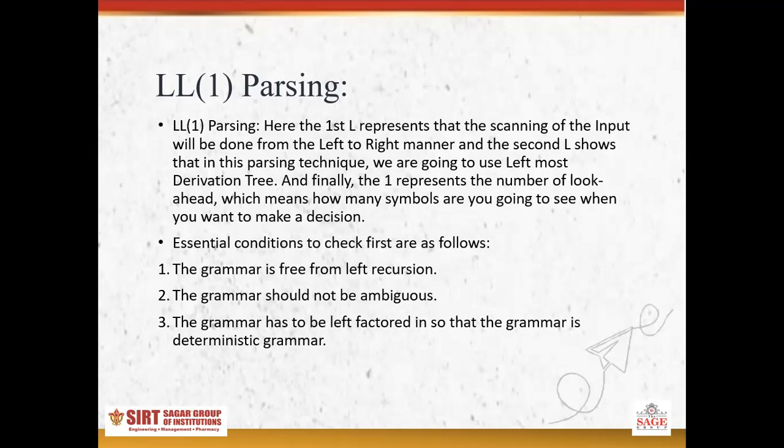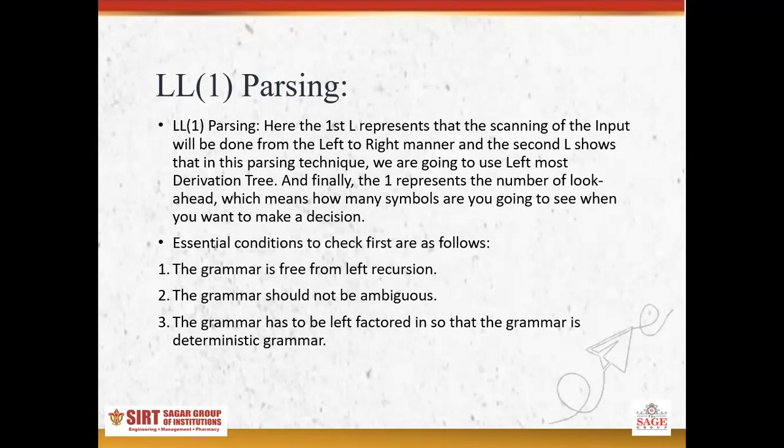So what are the conditions or steps for doing LL1 parsing? The first step: you have to check for left recursion in the given grammar. What it means, we will see in an example. Second, the given grammar should not be ambiguous. Third, the grammar has to be left factored so that the grammar is a deterministic grammar.